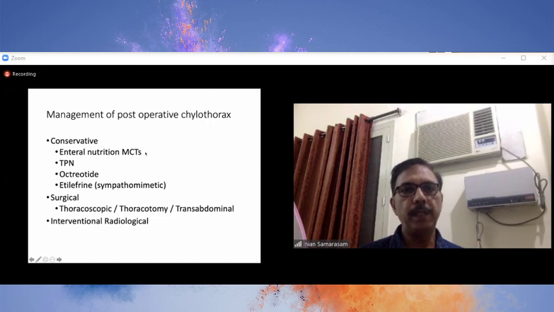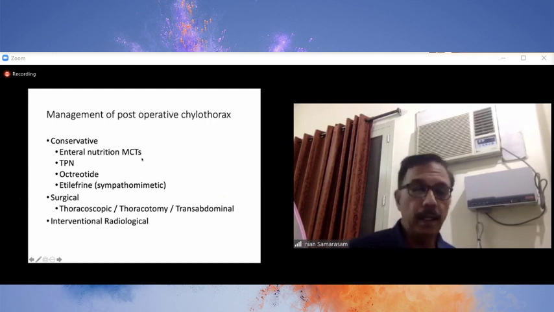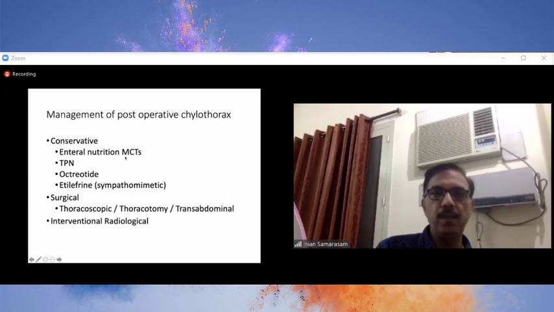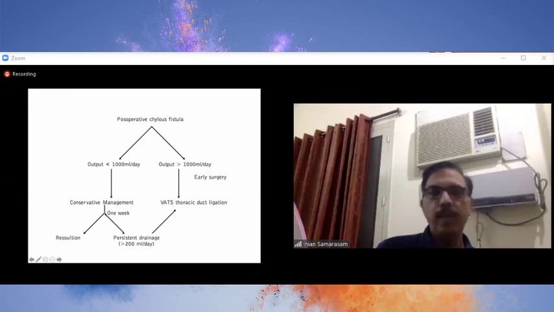Keep the patient nil per oral. You can start them on medium chain triglycerides. This gets directly absorbed into the portal system, so it does not go into the thoracic duct. So medium chain triglycerides can be given for nutritional purposes. Start them on TPN if necessary. Octreotide sometimes helps. And then when do you intervene?